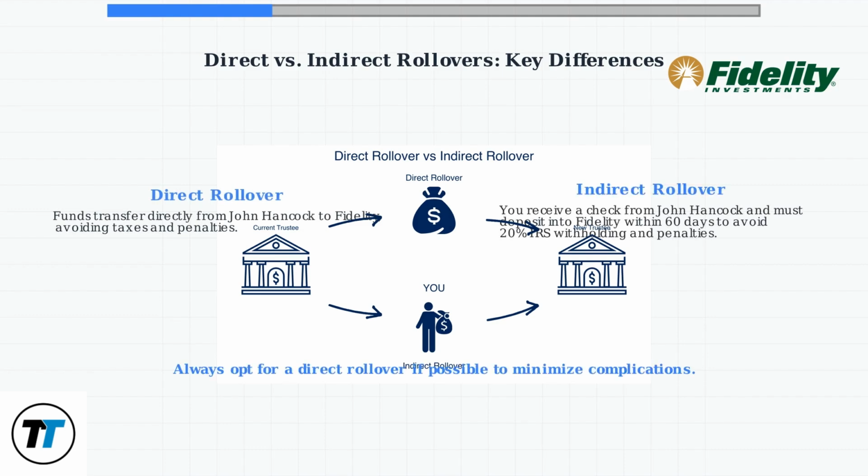A direct rollover sends funds directly from John Hancock to Fidelity without you ever touching the money, keeping it tax-free and penalty-free. An indirect rollover involves you receiving a check from John Hancock that you must deposit into your Fidelity account within 60 days to avoid a 20% IRS withholding tax and potential penalties. The IRS allows only one indirect rollover per account every 12 months. Always choose a direct rollover when possible to minimize risks and complications.